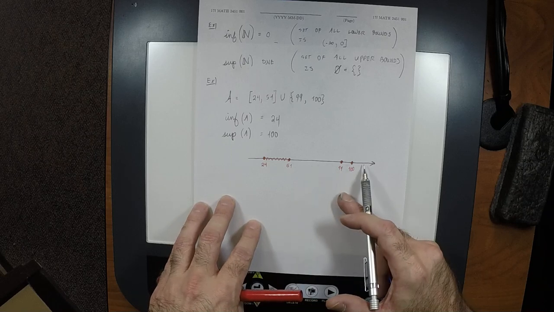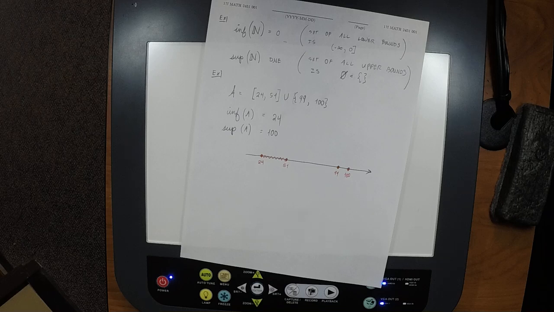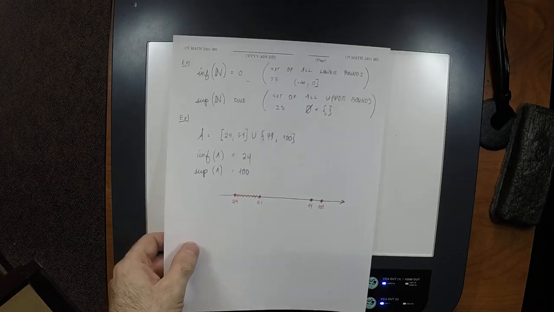So over here is the set of all upper bounds, and over here is the set of all lower bounds. So any question about this? So did I answer your question about infimum and supremum? Okay, good. Any questions about this? Okay.